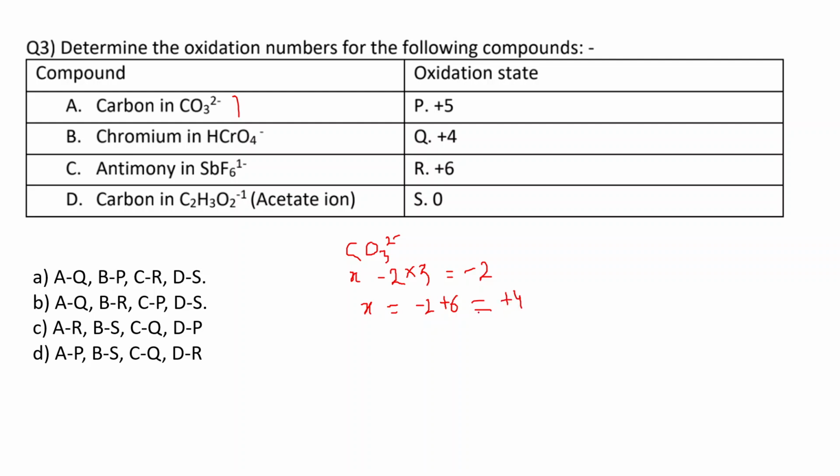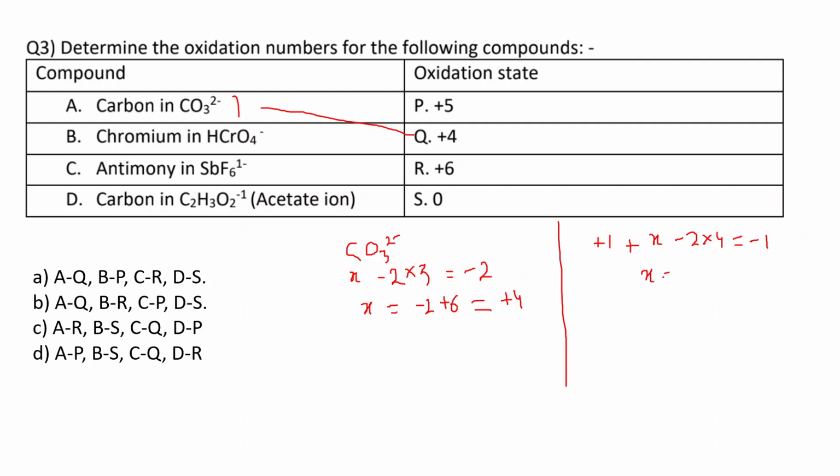+4. So here the solution is A goes to Q. Let's go to option second, chromium. H is +1. Chromium we want to calculate, so X, and O4 is -2 into 4, and the overall will be -1, right? So what will be the value of X?